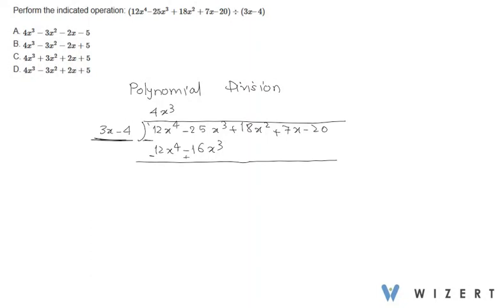We get 0 minus 9x cube, and all the other terms we'll write as they are, plus 7x minus 20. Now since this is minus 9x cube, in order to cancel out this term, we'll multiply 3x minus 4 with minus 3x square. So when minus 3x square multiplies 3x, we get minus 9x cube. Minus 3x square times minus 4 is 12x square.